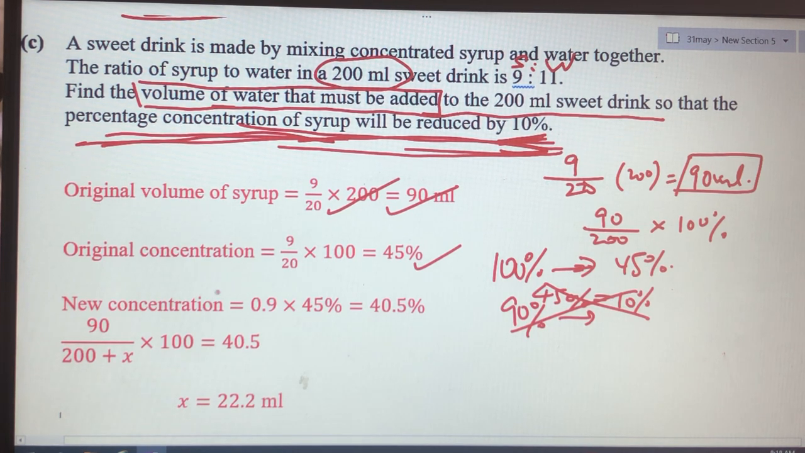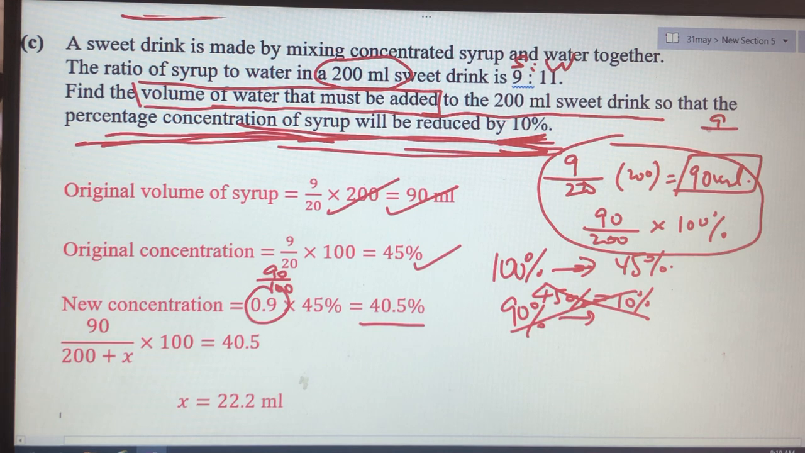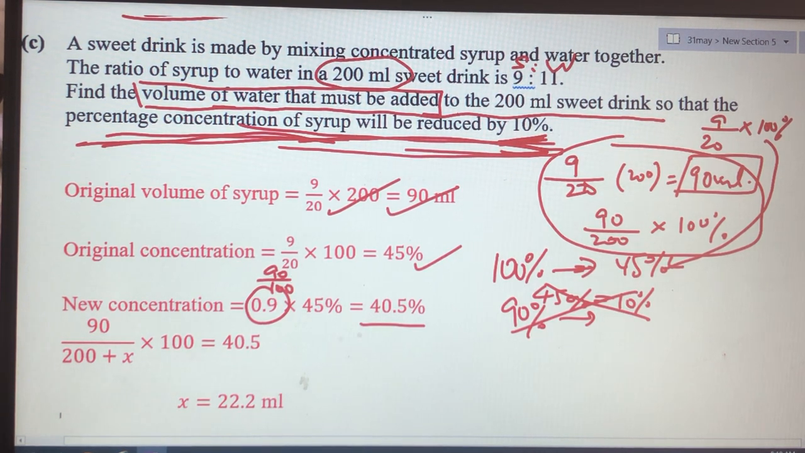So in order to calculate the new concentration of syrup, it should be 90/100 of this, because you take away 10% of 100%. So you must read the question carefully. This is what you should be having. So it's 40.5% remaining and not 35%. Okay, clear? Now, this step is actually redundant. You can actually take this whole thing, 9/20 of 200, then times 100%, and you will get the same value. But what is difficult is what comes after, and this step.